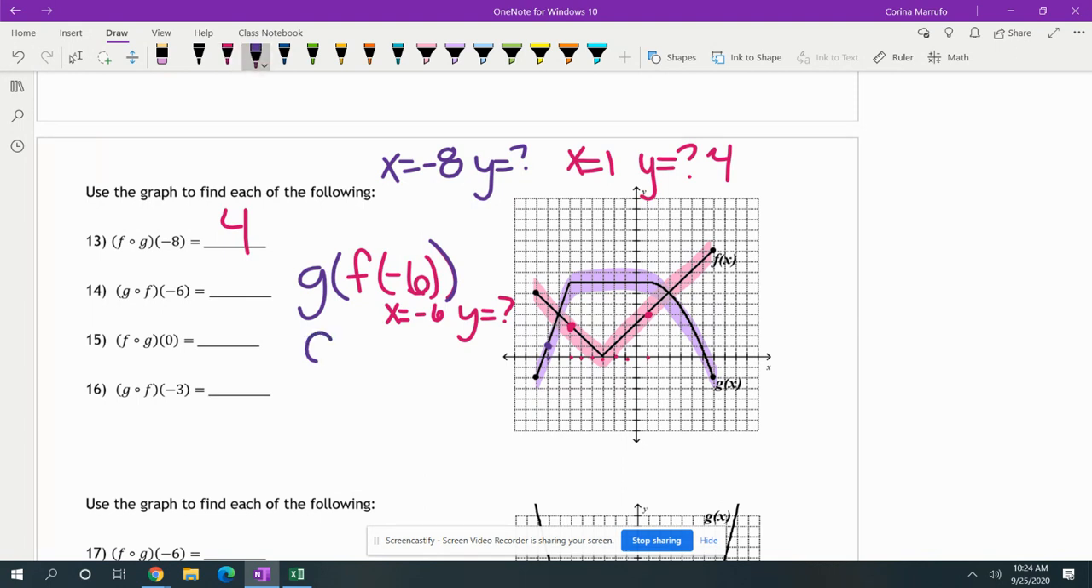So now we're looking at g of 3. Okay, so what does this say? This is saying when x is equal to 3, what is my y value? And the y value, we're looking on the purple graph, your g function. So when x equals 3, 1, 2, 3, we're looking at this point right here. And it is 1, 2, 3, 4, 5, 6. So it is equal to 6. All right, the next one, F composite G of 0. So let me erase this again.